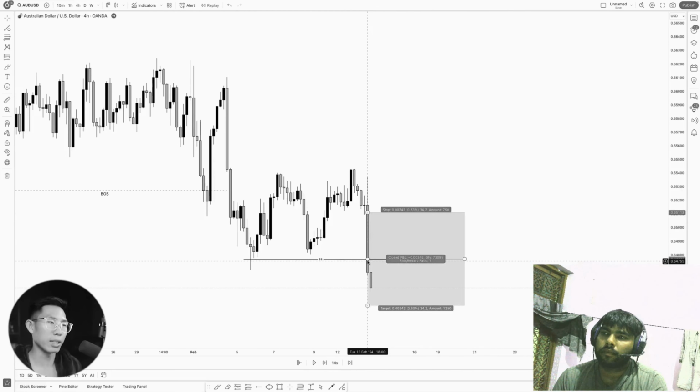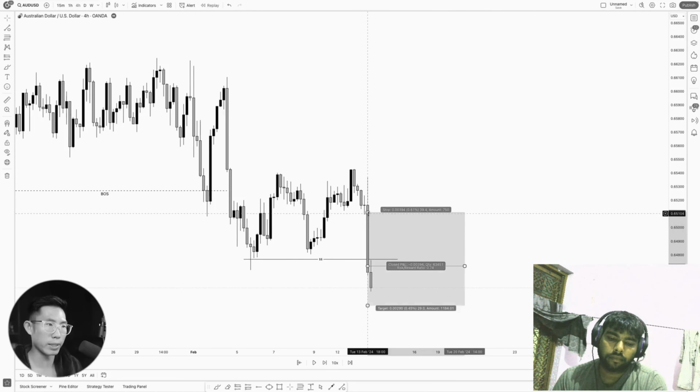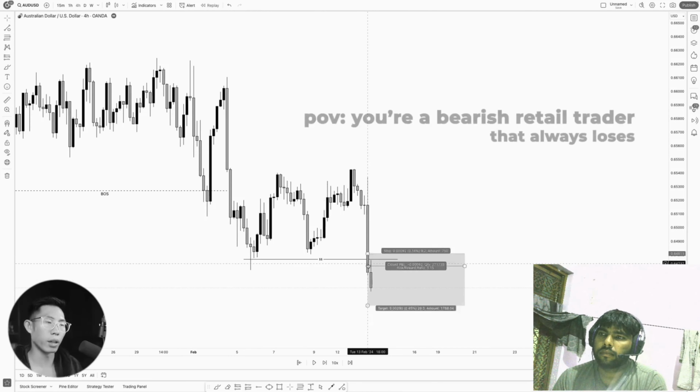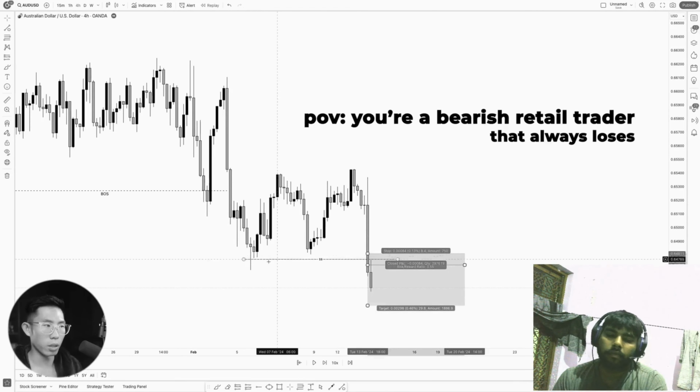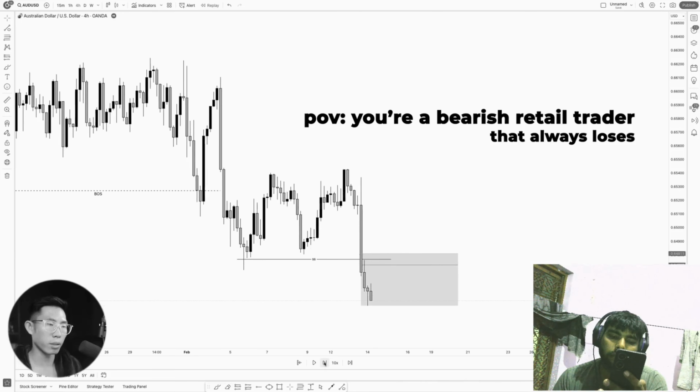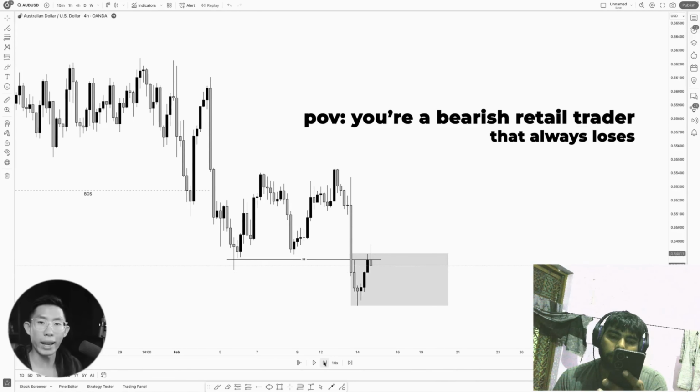And when they enter for the sell position upon the breakout, they're going to be placing their stop loss above right here, above this liquidity zone. And in that scenario, look at what happened next. They also get stopped out.